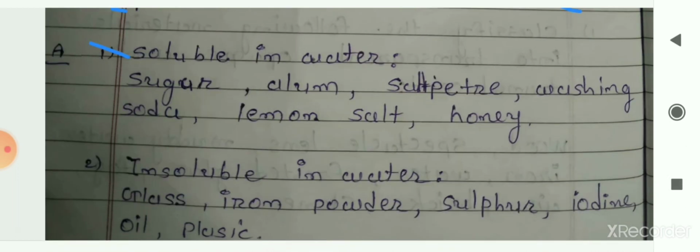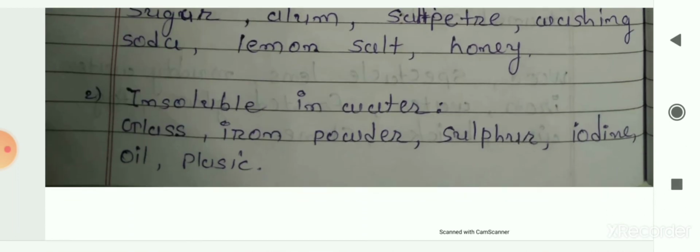Next, second is insoluble in water: glass, iron powder, sulfur, iodine, oil and plastic. These substances do not mix in water or do not disappear even after you stir for a long time. So these kinds of materials are known as insoluble in water. So here your classification gets over.